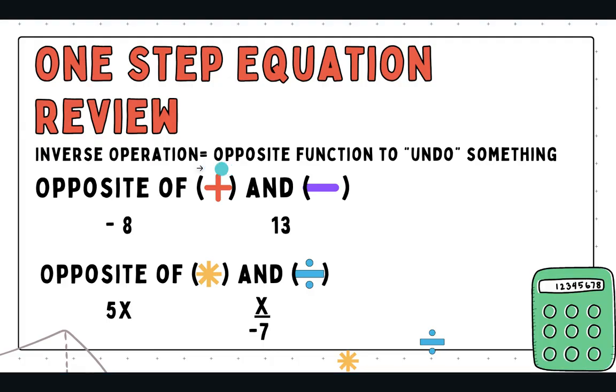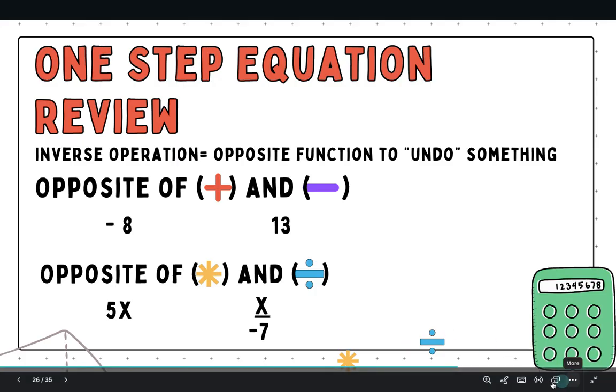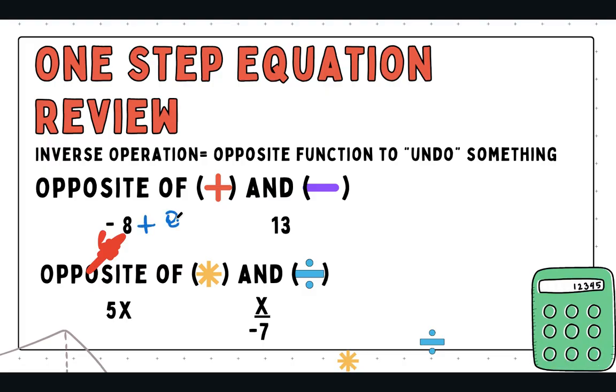You need to know that addition is the opposite of subtraction and subtraction is the opposite of addition. So for example, if we have a -8, let's pull up some drawing tools. The opposite of a -8 is going to be a +8. And the opposite is going to be whatever undoes it. So the opposite of a -8 is a +8, and the opposite of a 13 is a -13.